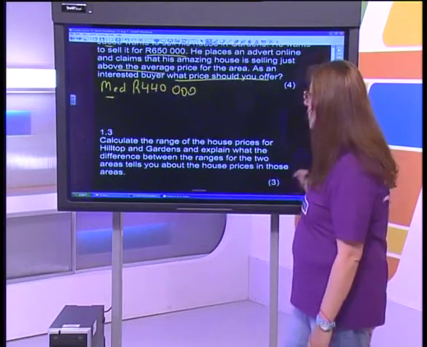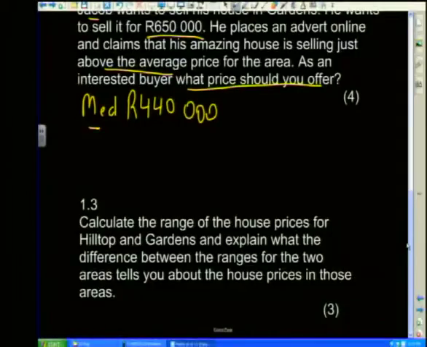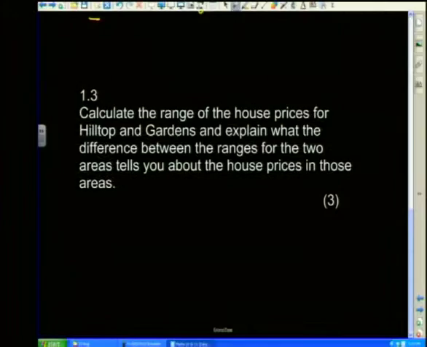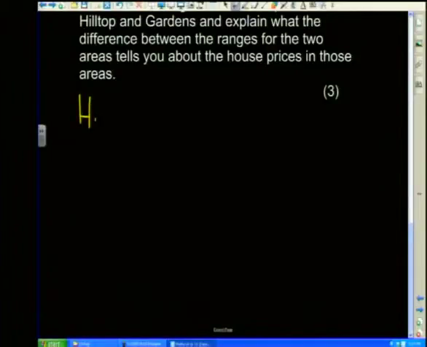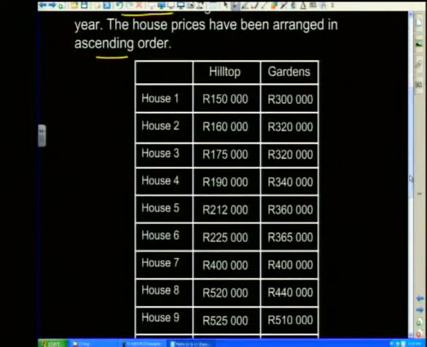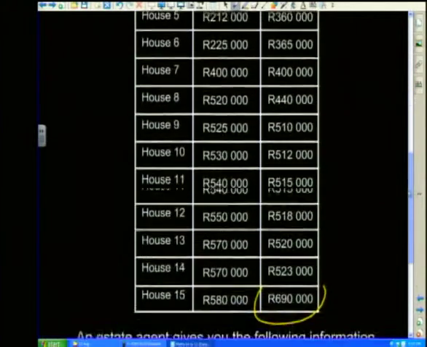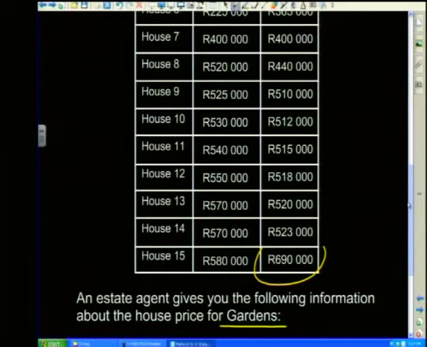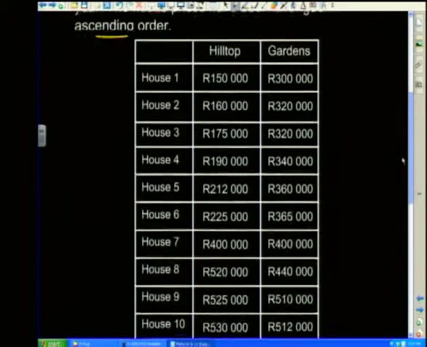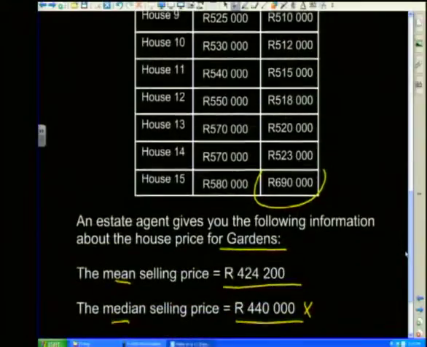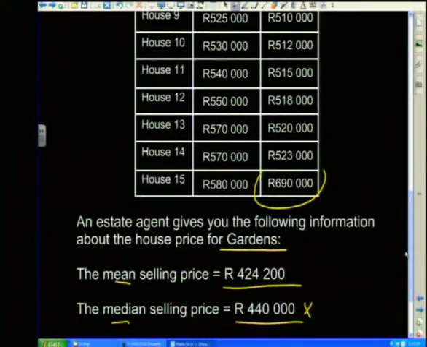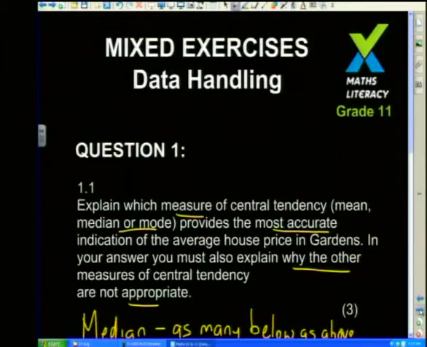Now let's go to the next question, which says, calculate the range of the house prices for Hilltop and Gardens and explain what the difference between the ranges for the two areas tells you about the house prices in those areas. So let's start with Hilltop. I'm going to need you to remember numbers, Indy. For Hilltop, it's from 150,000, and our highest was 580. And while you're remembering, remember Gardens is 300,000 to 690.